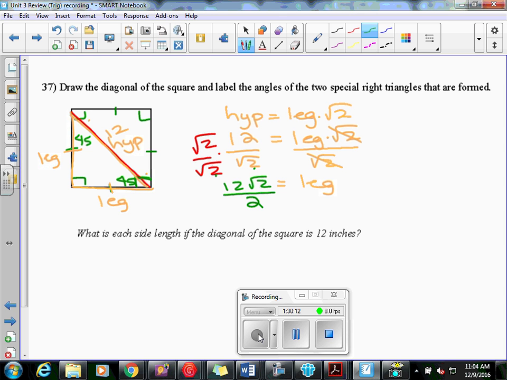So I have 12 times the square root of 2 over 2. Can that be simplified any further? Yes. This 2 goes into itself once, and it goes into that 12 6 times. So my final answer is 6 times the square root of 2 equals the length of the leg.